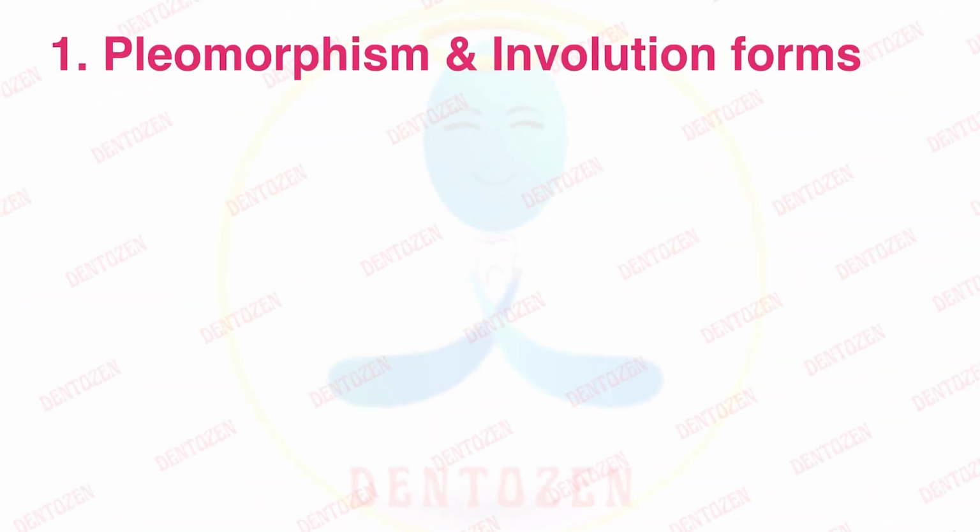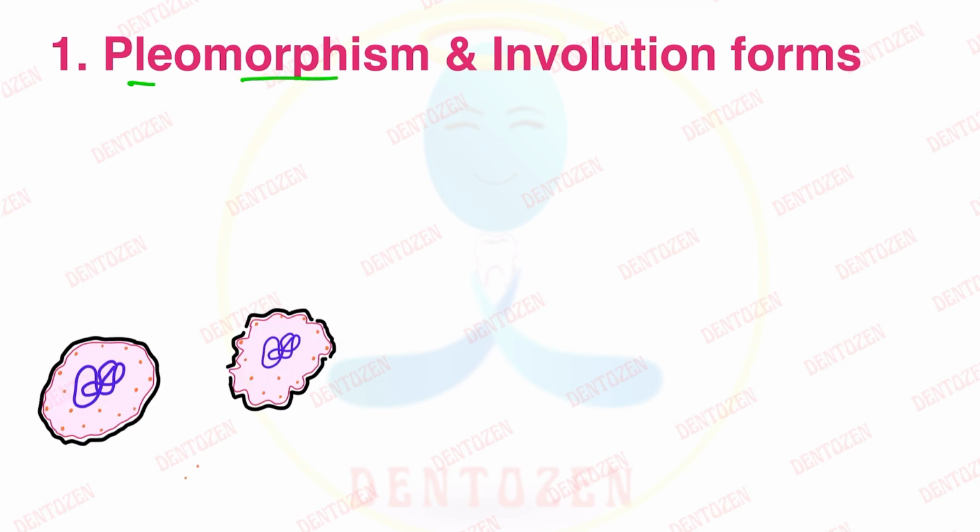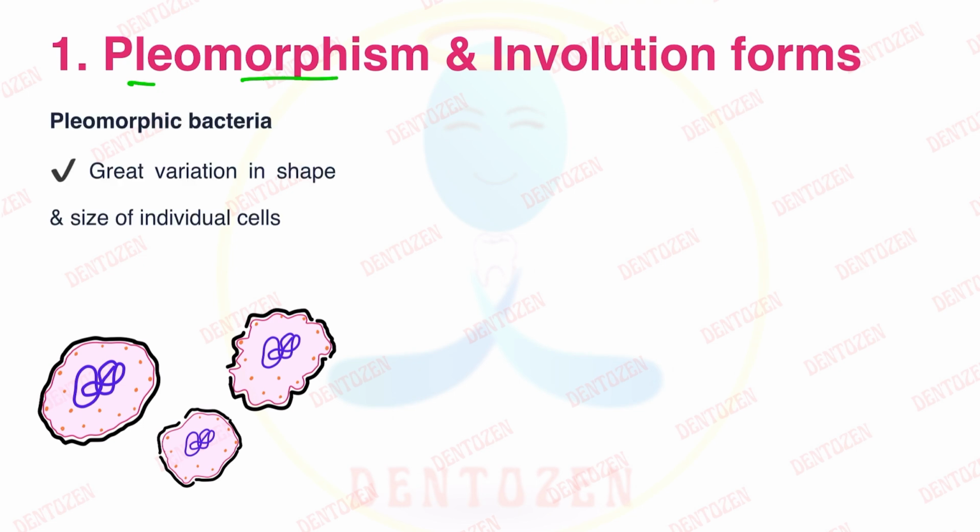Pleo, as the word says, pleo means different, morphism referring to appearances. So if bacteria appear like this, of different sizes and shapes, they are called pleomorphic bacteria. So bacteria can exhibit great variation in their shape and the size of individual cells, and they are called pleomorphic bacteria. And examples of such bacteria are Proteus and Haemophilus.